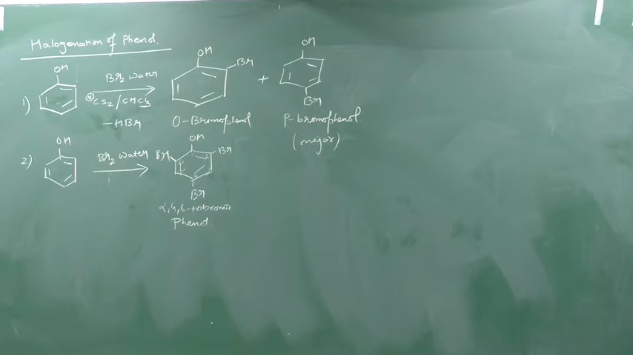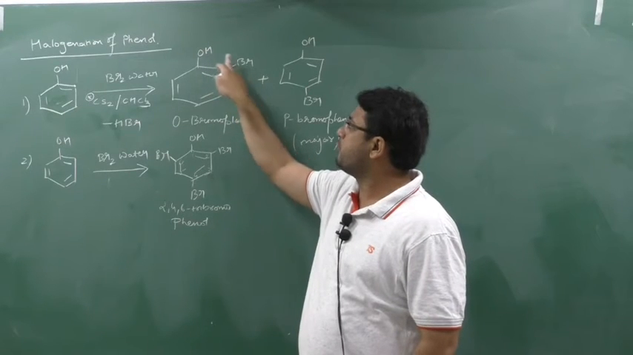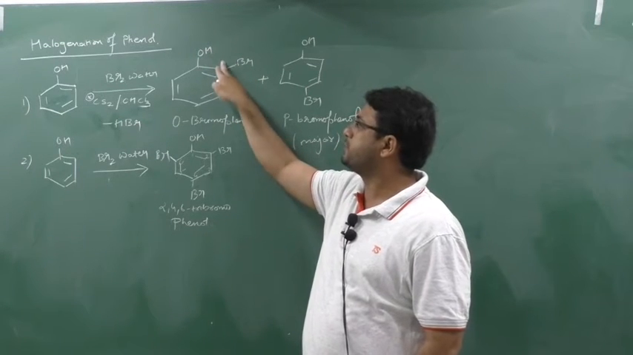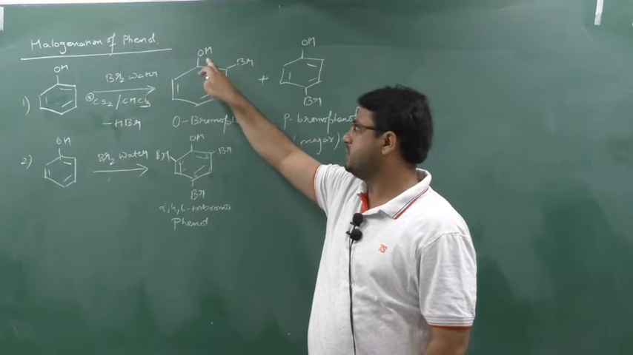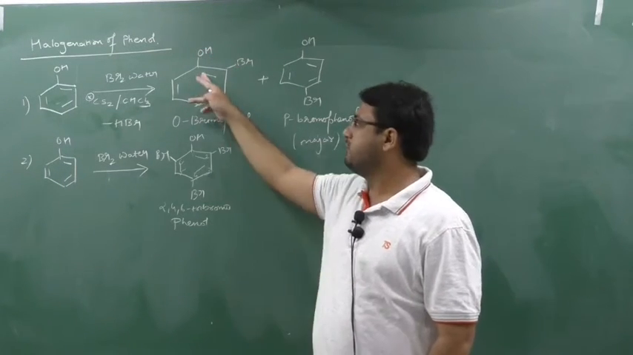Clear? Because of steric hindrance, no? Here there is a bromine, here there is OH. When there is no formation of hydrogen bonding, hydrogen bonding is not possible, so there will be a steric hindrance between OH and Br. Due to steric hindrance, this becomes unstable, so this will be minor.